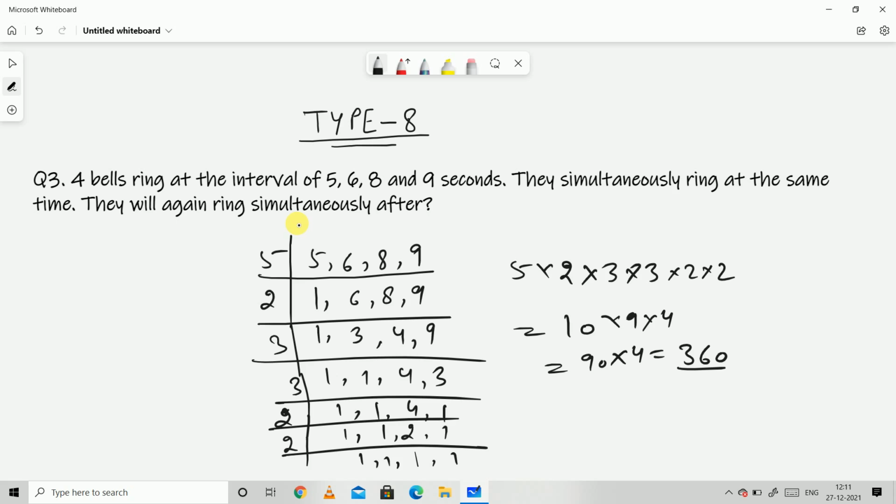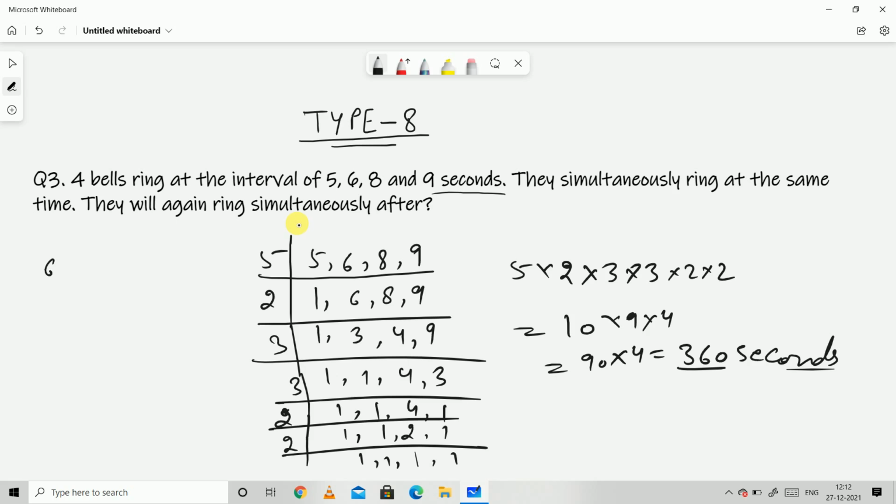Now the time has been given in seconds, therefore this is 360 seconds. The unit is 360 seconds. So they will again ring simultaneously after 360 seconds. This is the answer. Now you can convert it into minutes.